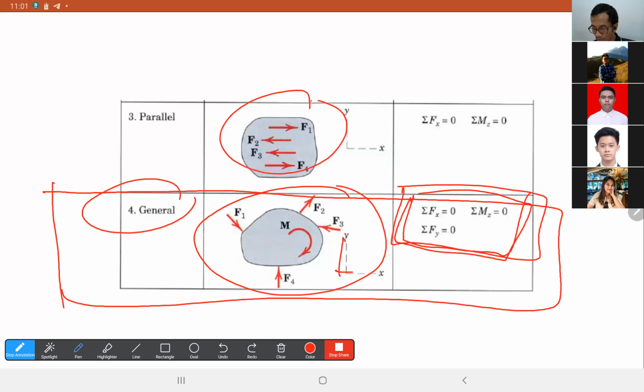You have to create the coordinates as usual, two axes, because it's two-dimensional, x and y. You have to total the sigma fx, and the total is supposed to be equal to 0. You have to total the sigma fy, and the total is supposed to be equal to 0. And the total moment is supposed to be equal to 0 as well. You can choose any reference that you want for the sigma moment.